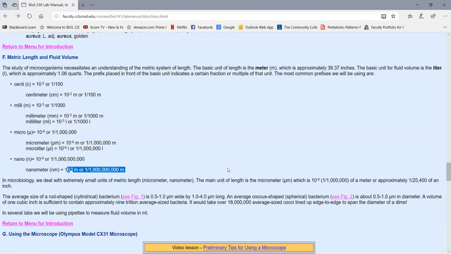So in lab 1, we're going to be measuring the diameter of bacteria or the length of bacteria in micrometers, 1/1,000,000th of a meter. And if we relate that to our system, that's about 1/25,400th of an inch.